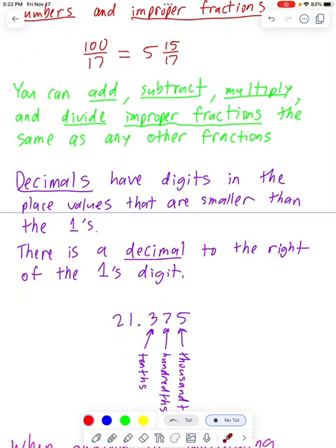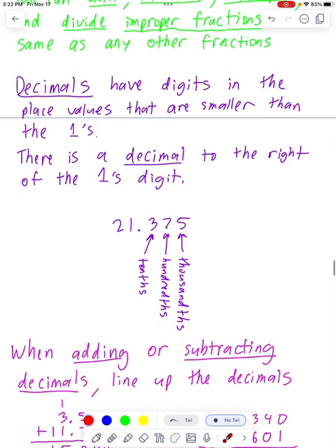Now there are decimals. Decimals have digits in the place values that are smaller than the ones. There is a decimal point to the right of the ones digit. This is an example of a decimal number. These would be the place values of some of the decimal places.